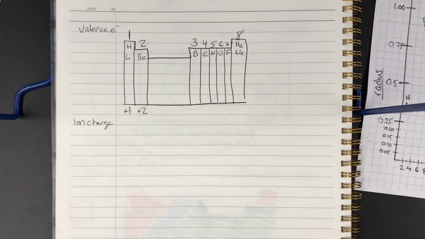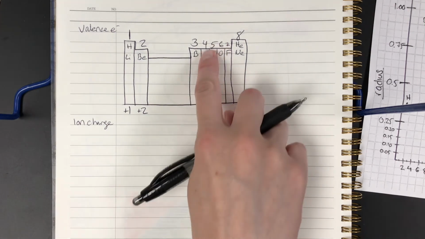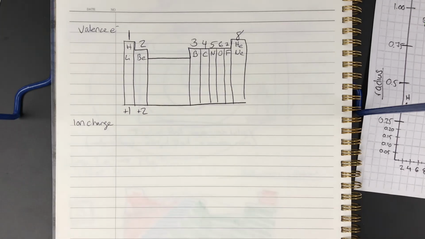So if you want 8 on the outer shell, what if it has 4? Would it lose 4 or gain 4? That's the carbon example, where what it's actually going to do is share electrons. That's called covalent bonding, and we're going to get into that in the next 2 weeks.